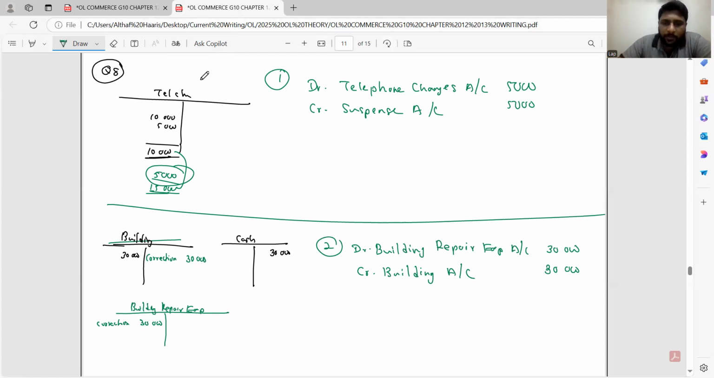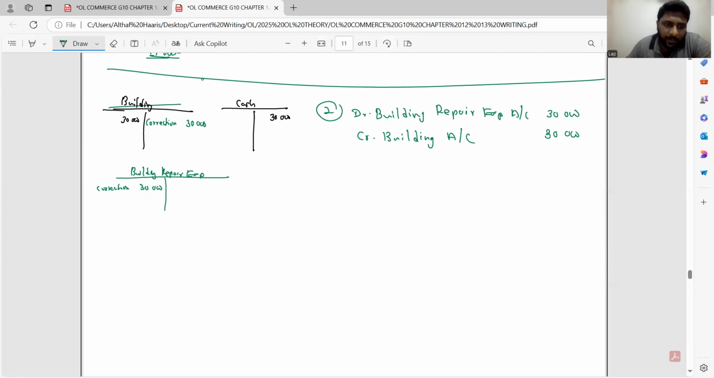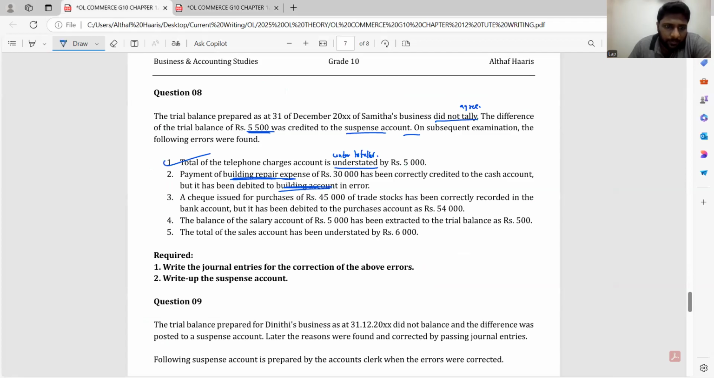Okay. Now let's move to the next one. Third, a cheque issued for purchase of 45,000 trade stock has been correctly recorded in the bank account, but debited to the purchase account as 54,000. So what have you done?